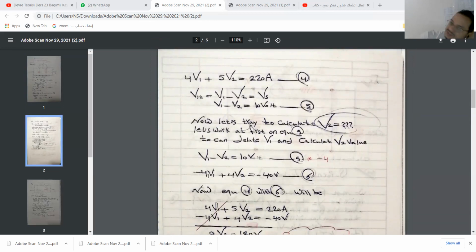Let's work with the first equation, equation 5. To calculate V1 and V2, we will do some math trick, like that. V1 minus V2 equals 10 volts. After that, multiply by minus 4: minus 4V1 plus 4V2 equals minus 40V, like that.